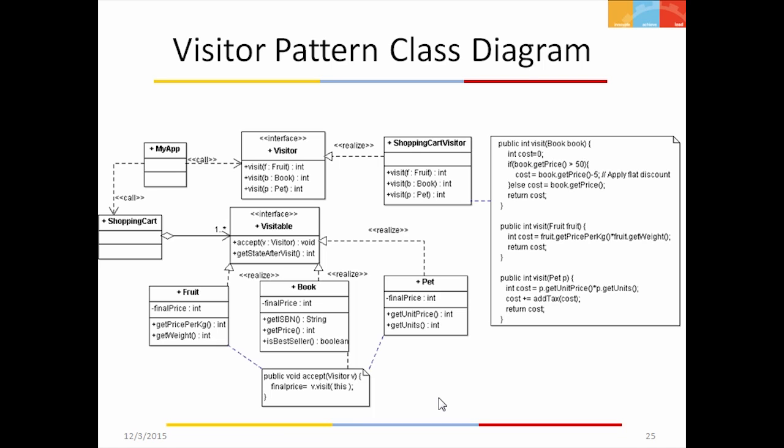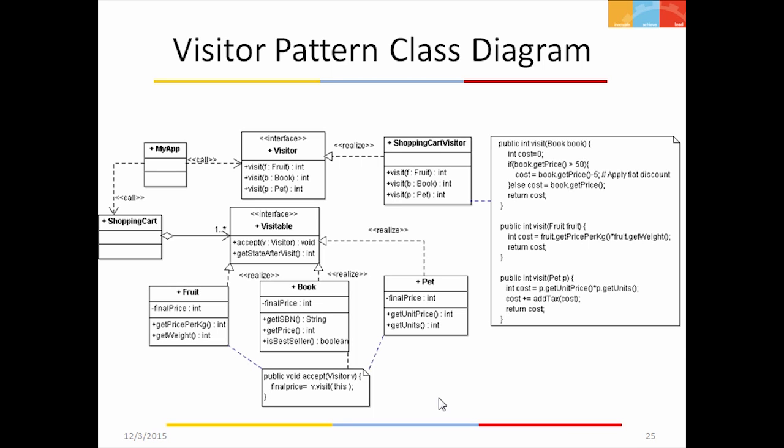For example, book has a price, but pet is calculated based on the unit price. One can buy multiple pets of the same type, so there could be a unit price, and then the final price would obviously be based on the number of pets that are bought. The price of the fruit can be based on, let's say, price per kilogram.